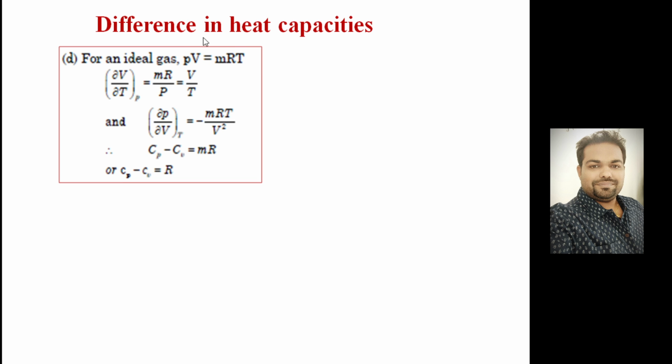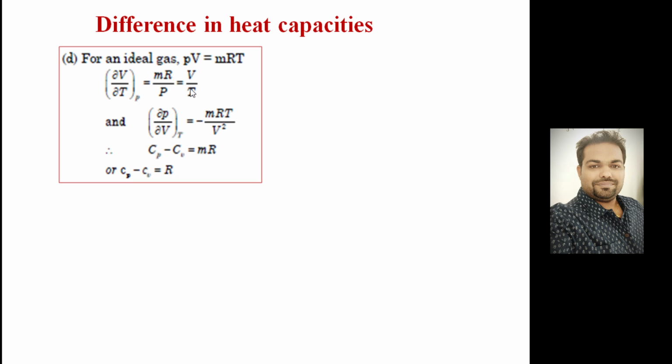Just differentiate this by keeping pressure constant. I will get only MR divided by P. So MR divided by P is nothing but V divided by T, right? Look at it, MR divided by P is nothing but V divided by T. So I can substitute V divided by T.